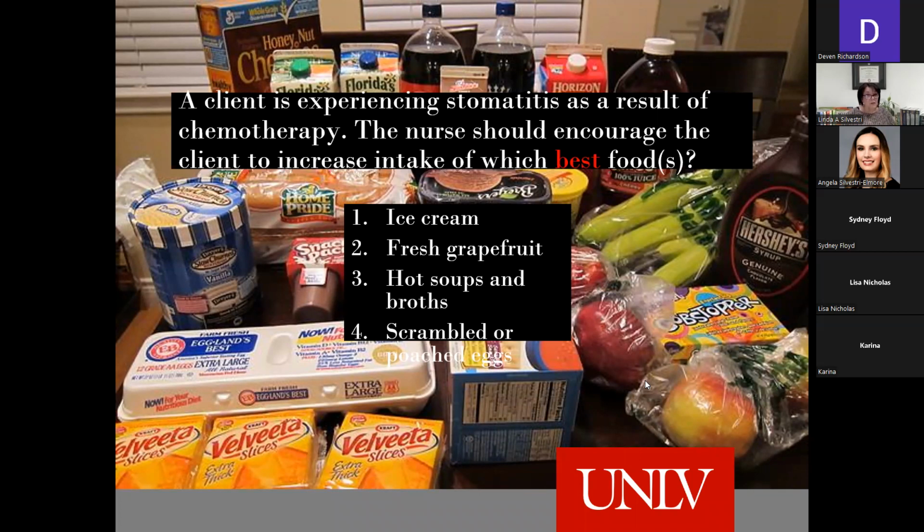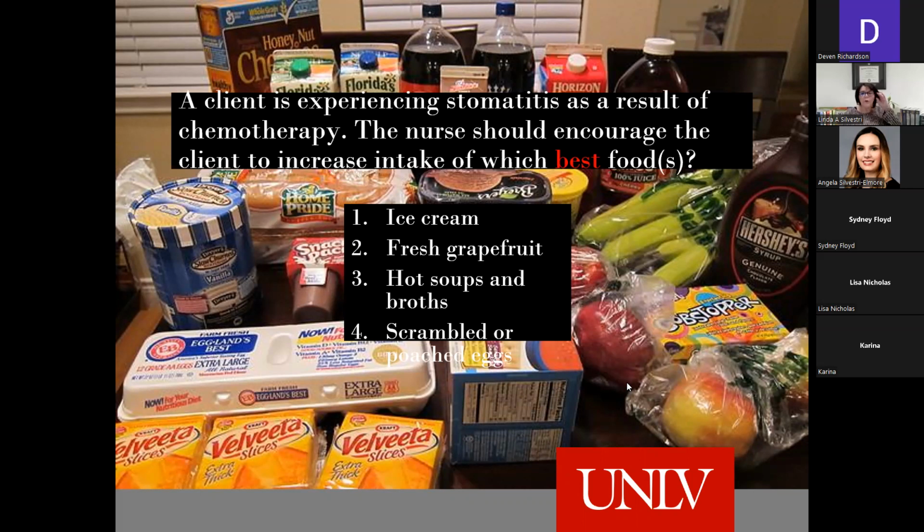So first of all, ice cream is cold. That's going to cause a problem. That's going to make them more uncomfortable. Plus, ice cream kind of can coat the mouth. So we don't want that to happen with a person who has stomatitis.